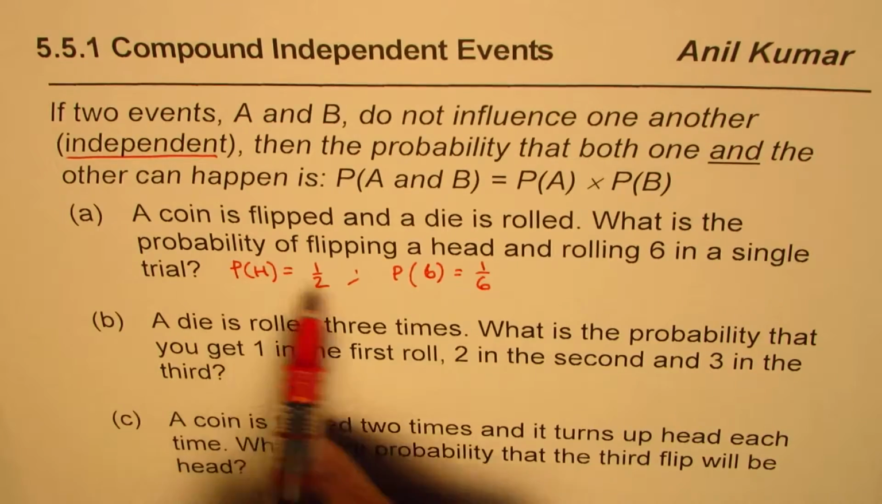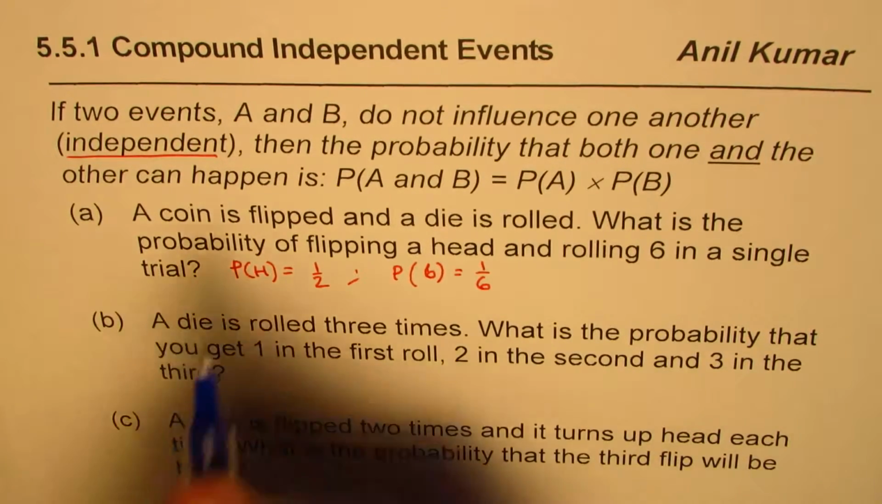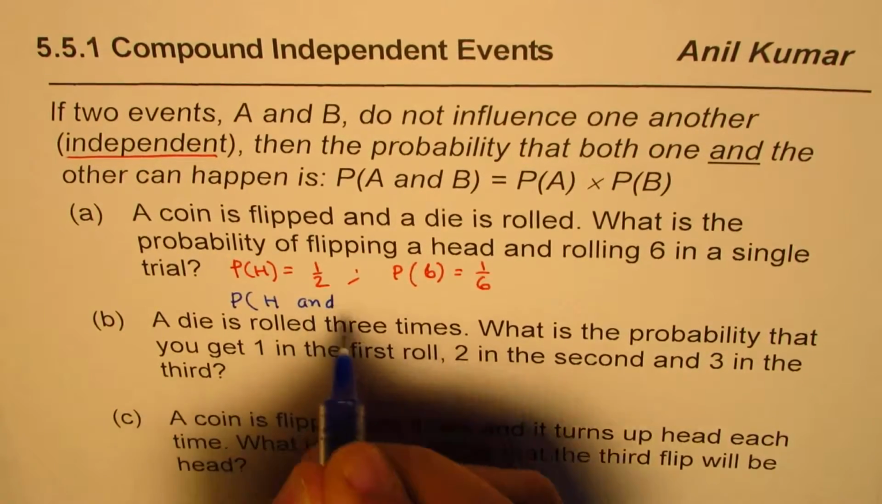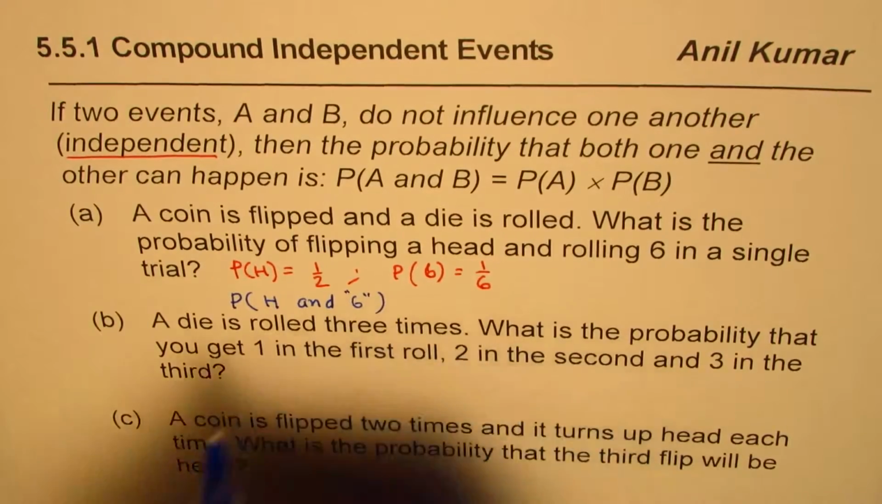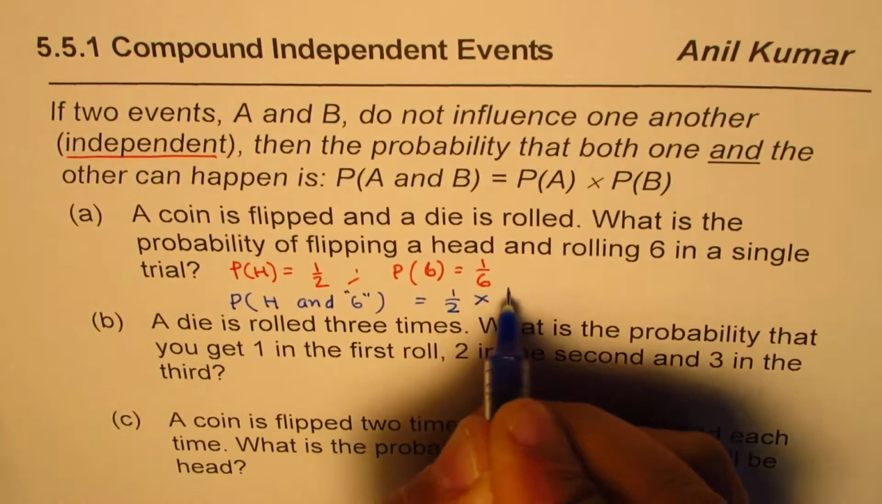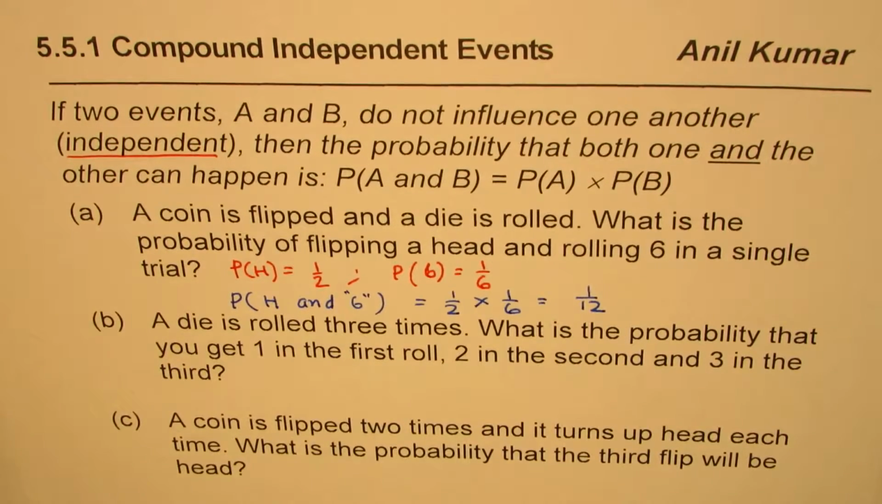Now when we have probability of both, let me write down the result as probability of head and the number 6, correct? It is the product of these two, half times 1 over 6, which is 1 over 12. So that is how you can solve such probability equations.